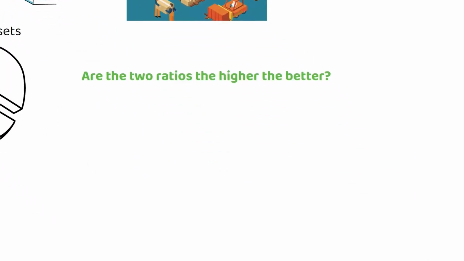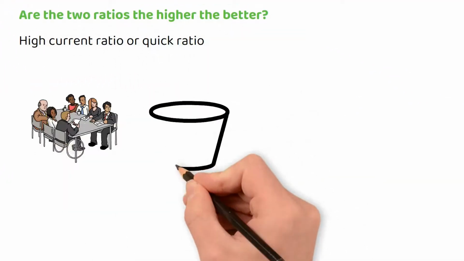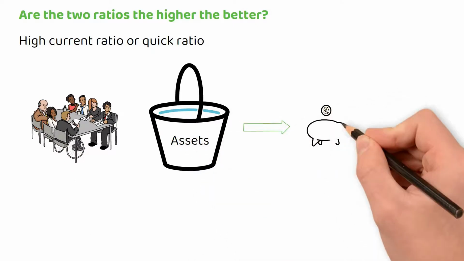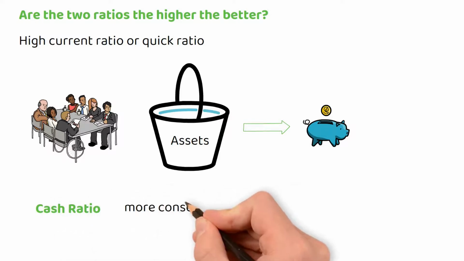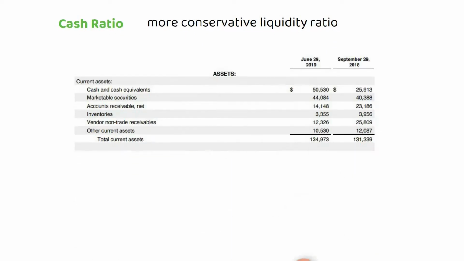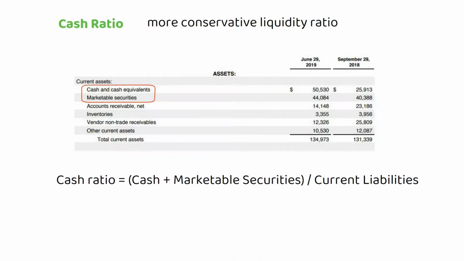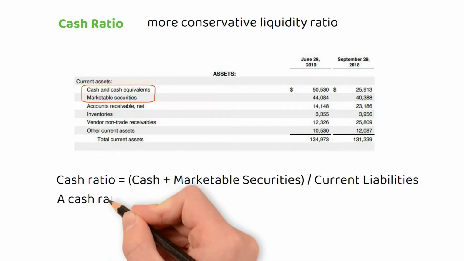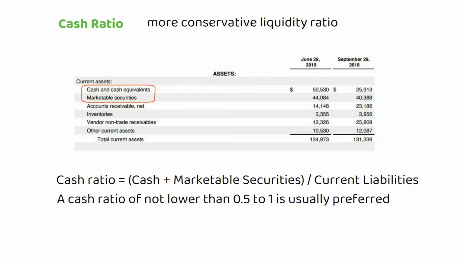Not necessarily. An exceptionally high current ratio or quick ratio shows that the company is unable to utilize its assets well. Actually, there is another stricter and even more conservative liquidity ratio, called cash ratio. It indicates a company's capacity to pay off short-term debt obligations with only its cash and cash equivalents. Although there is no ideal figure, a cash ratio of not lower than 0.5 to 1 is usually preferred.